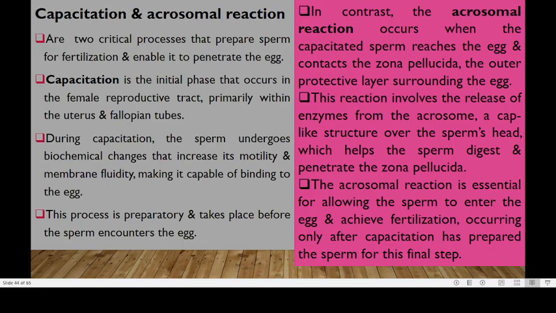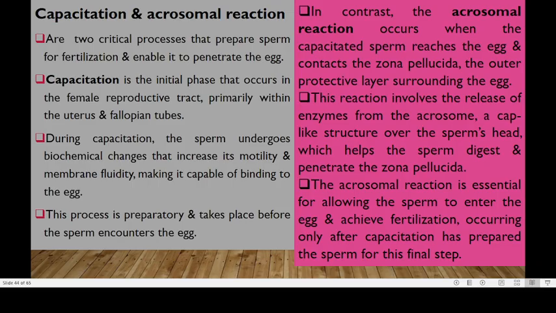So it helps at least cross the corona radiata. In contrast, an acrosomal reaction occurs when capacitated sperm reaches the ovum and contacts the zona pellucida, that is the outer protective layer surrounding the egg. This reaction involves the release of enzymes from the acrosome. This is a cup-like structure over the sperm's head, which helps the sperm digest and penetrate the zona pellucida.